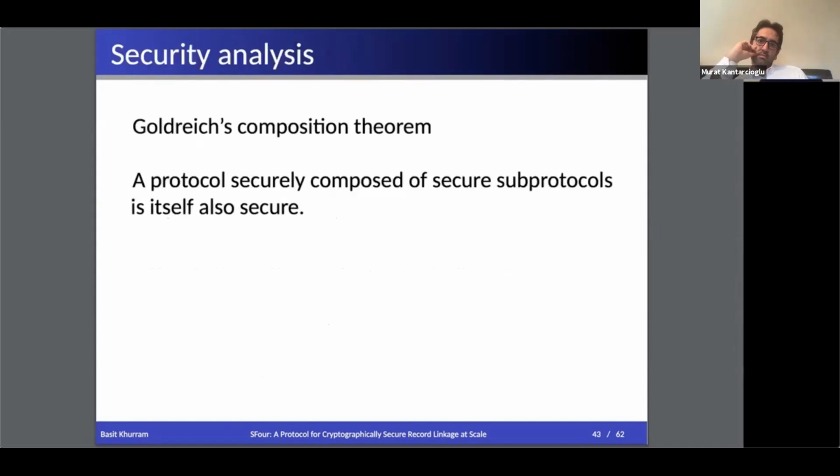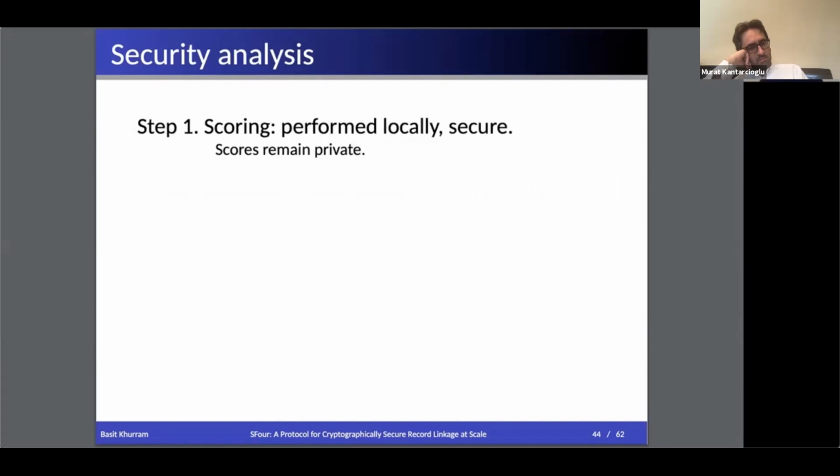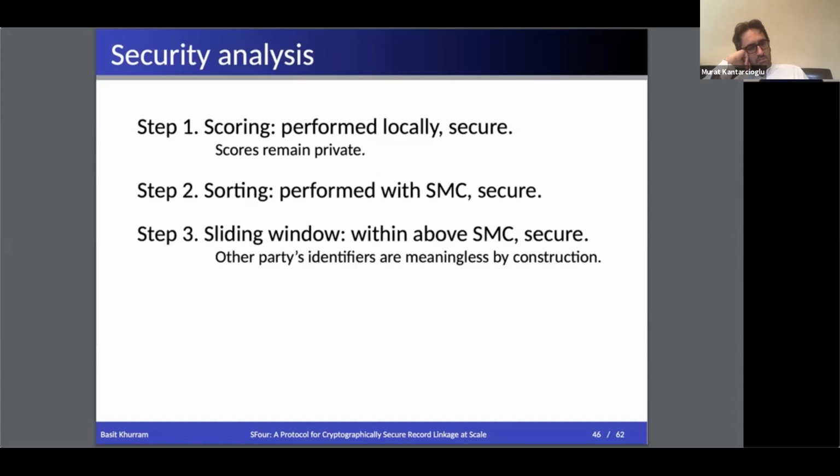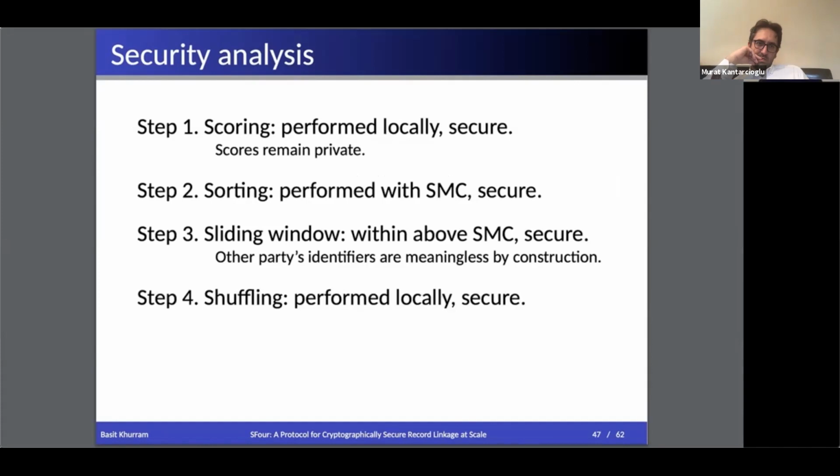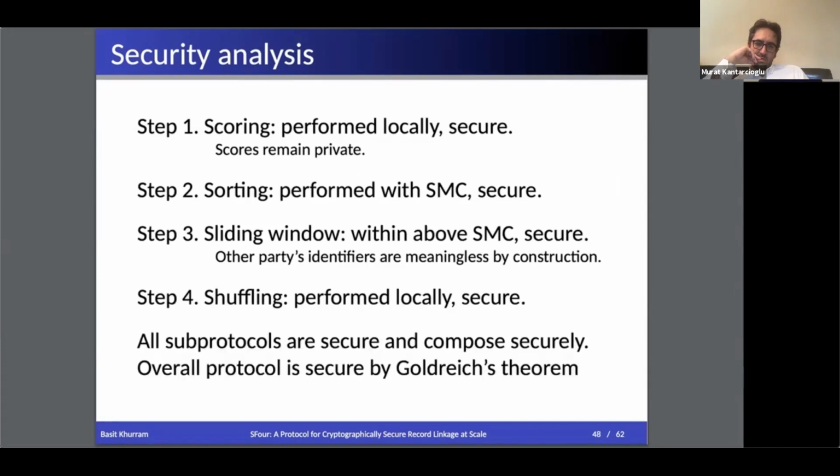For the security analysis, we make use of Goldreich's composition theorem, which states that a protocol securely composed of secure subprotocols is itself also secure. The first step of our protocol involved the parties locally scoring the records. There is no communication here, and so this step is secure. The second step is executed in a secure multi-party computation, so this step is secure. The third step continued the secure computation from the previous step. The secure computation ended with each party having random identifiers that only made sense to the other party, so this step too is secure. The fourth step is a simple permutation and is also secure. The individual steps of our protocol are secure, and so by Goldreich's theorem, the overall protocol is secure.